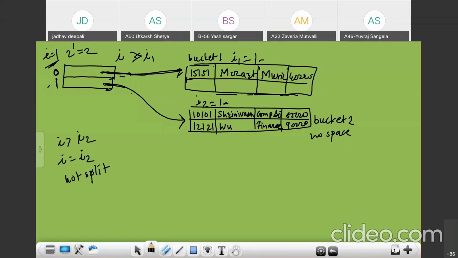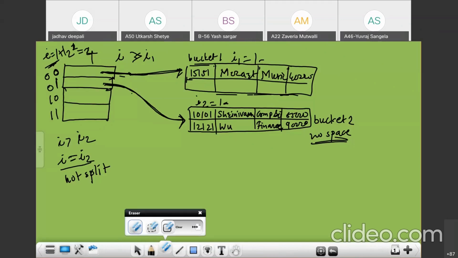What do we need to do here? We increase the value of I by 1. 2 raised to 2 becomes 4. So here I need to add 0 0, 0 1, 1 0, 1 1. Okay. Now, in this case, we need to update the pointer.